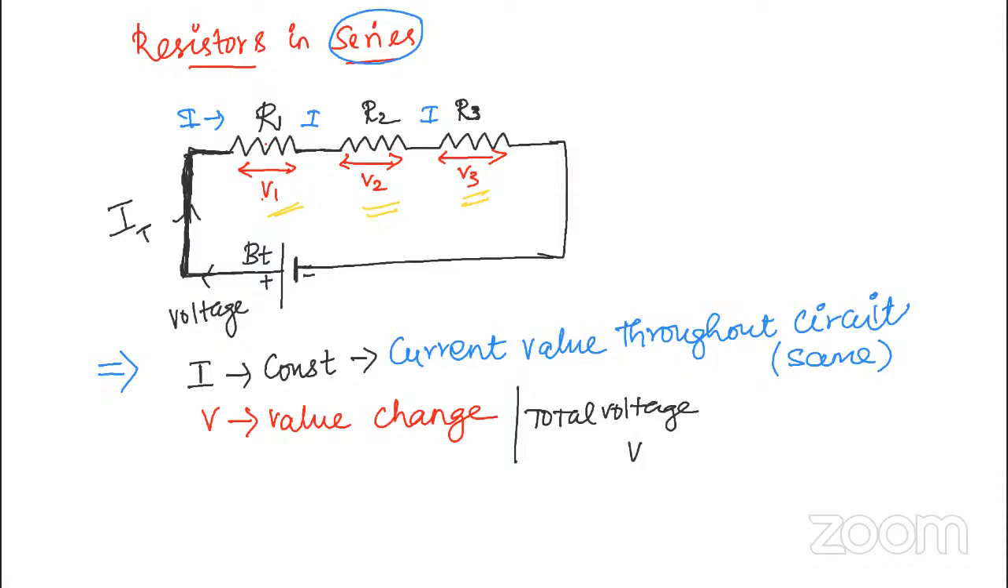So the VT value, which is nothing but V1 plus V2 plus V3, we write like this. Okay. So since it splits across all three, the total value here, we can have 3 resistances. So we write V1, V2, V3. Okay. So this is a very, very important formula.